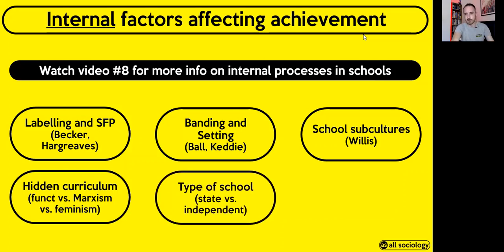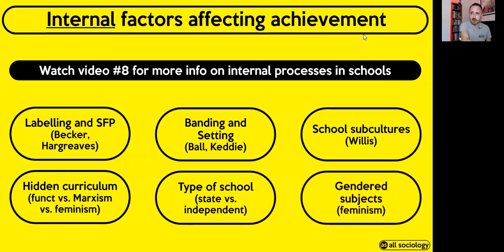And so we've got the hidden curriculum there that can affect achievement. Also thinking about, and I haven't talked much about this yet, the type of school that someone might attend, whether it's a state school run and funded by the government, or whether it's an independent school, so a private school or a public school. And then the final thing that's really related more to feminism than anything else is the way in which certain subjects can be gendered.